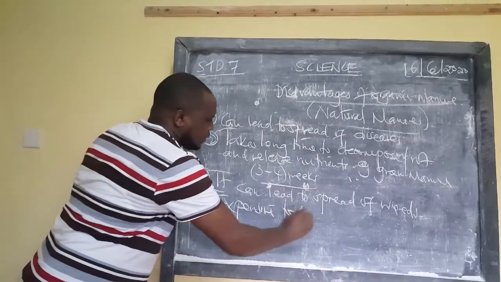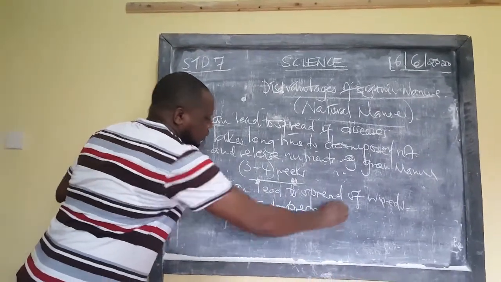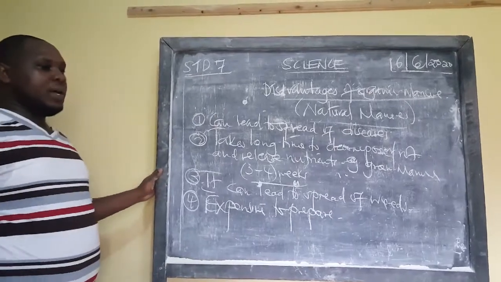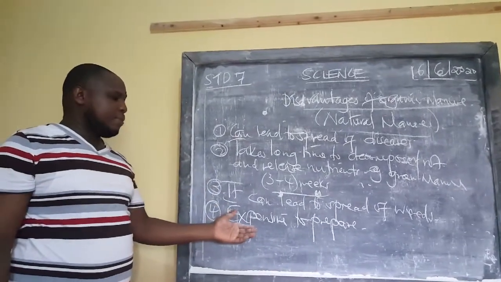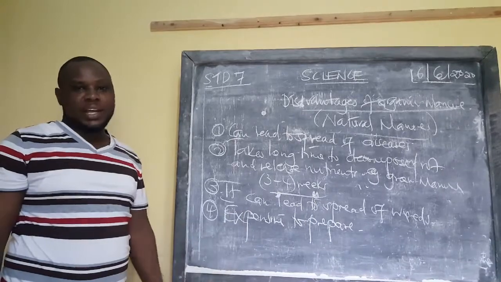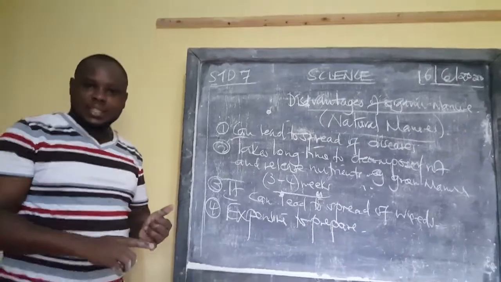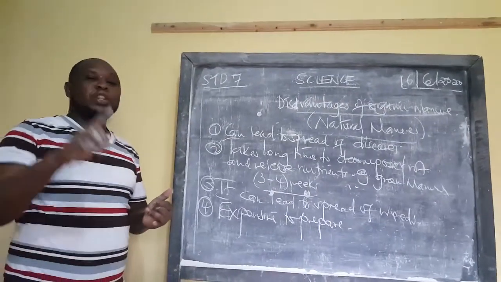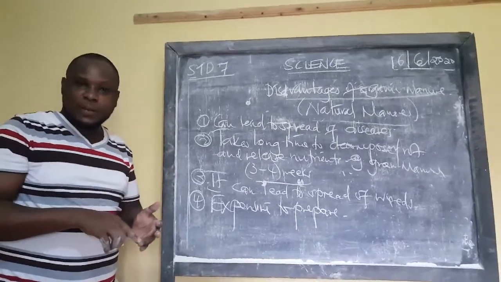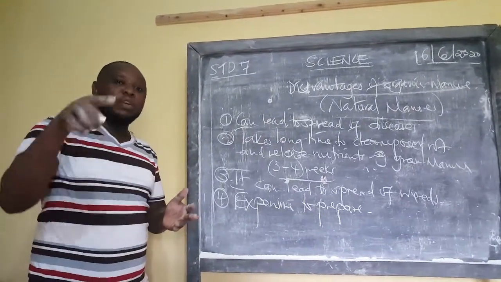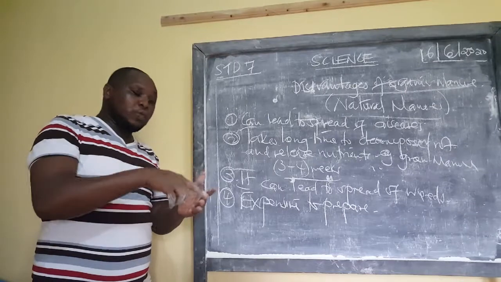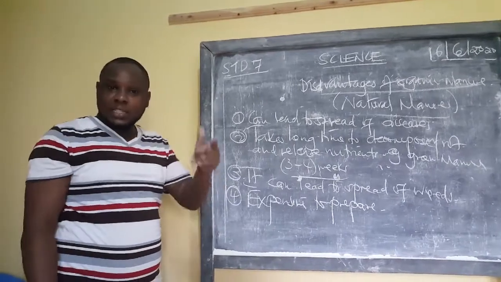Expensive to prepare. It's very expensive to prepare. Like for example, take the green manure again. Remember, you have bought the seeds. You buy the seeds. You use a tractor to prepare the land first. Then you come and plant your seeds, which you have bought using money. Then after 3 to 4 weeks, you plow them back into the soil again using a tractor.